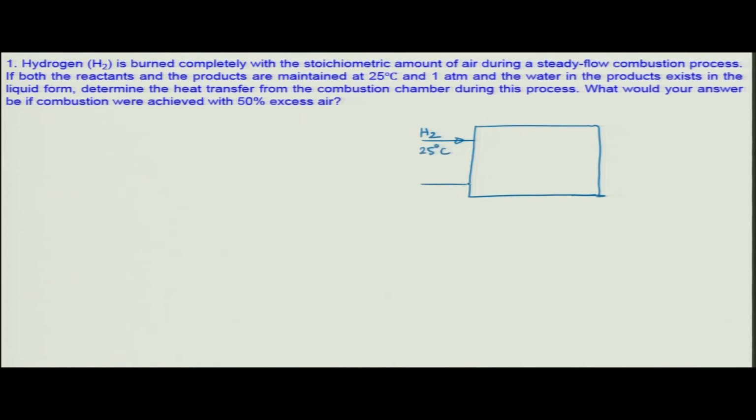and also stoichiometric amount of air is supplied. So, that is air, and that is also at 25 degree centigrade. And here it is a steady flow combustion process, and the products come out of this reactor at 25 degree centigrade. And in this process there is some heat transfer to the surroundings. So, let us say Q is the amount of heat that is transferred during this process.